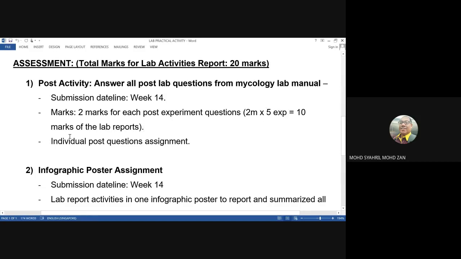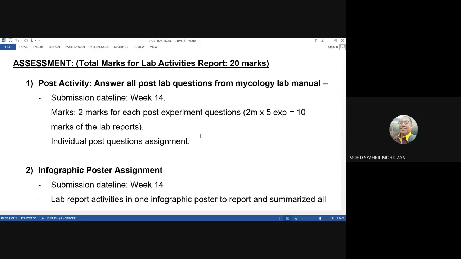Okay. So please bear in mind it is the individual post question assignments. Okay. So minggu 14 saya akan open. So awak kena hantar melalui Google Classroom lah. Alright. So awak boleh type balik ataupun awak boleh hantar secara soft copy ataupun awak boleh scan dan sebagainya.